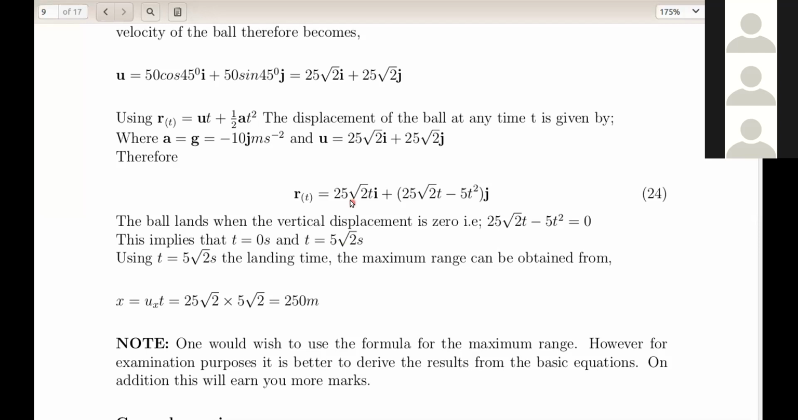So when I get 5√2, then I can substitute it in the horizontal component of the distance covered. So using t equals 5√2, the landing time, the maximum range can be obtained from x equals u x t, where the horizontal component of the velocity is this 25√2 times time. So I get 25√2, then times the time, which is 5√2, which is 250 meters. So 250 meters is the maximum range.